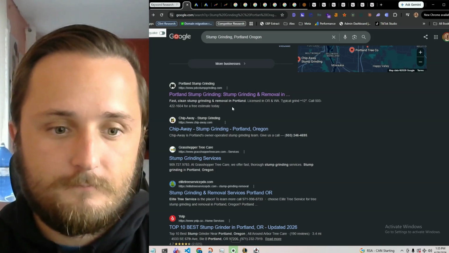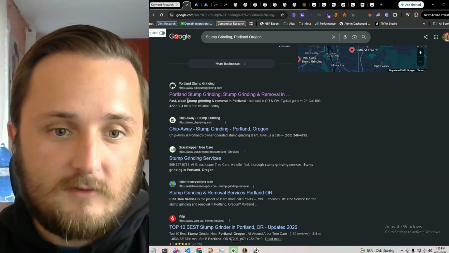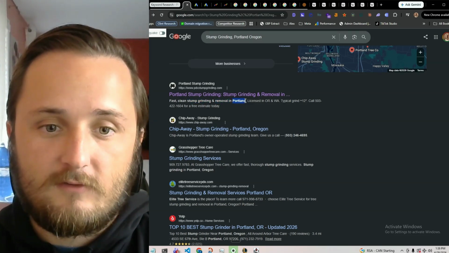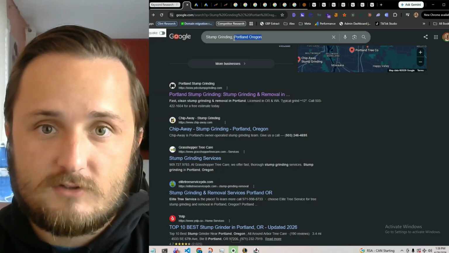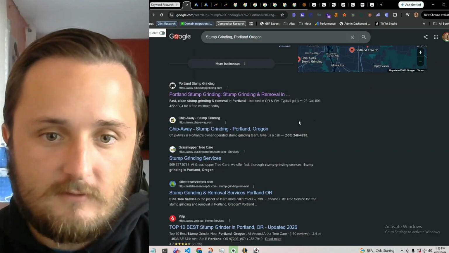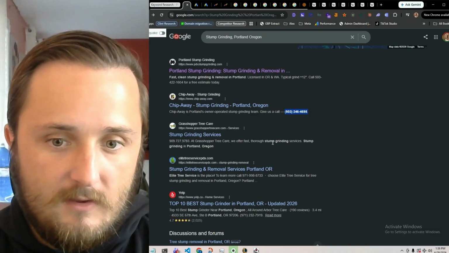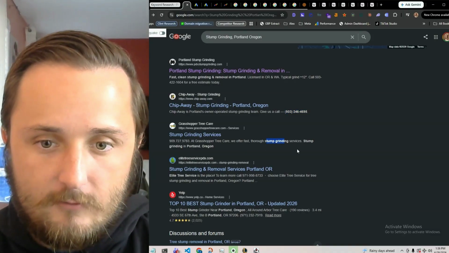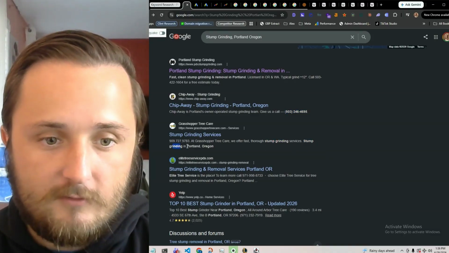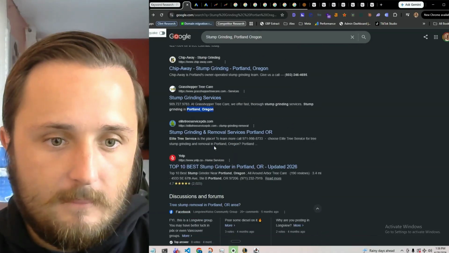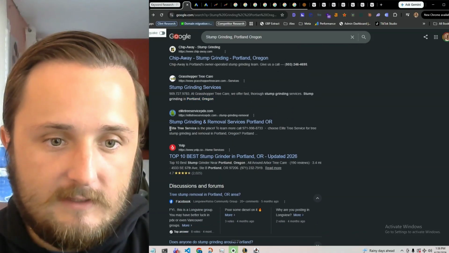Google thinks they're relevant. So we can see here we've got stump grinding and removal. It's listing the city. We did search the city in our search terms, so that makes sense. Then we've also got the phone number bolded. Then we've got stump grinding services, stump grinding, and then Portland, Oregon. If we scroll down here as well, we've got Elite Tree Service.